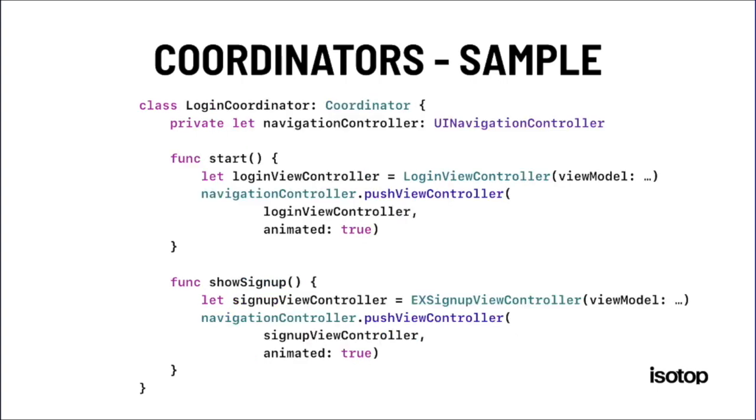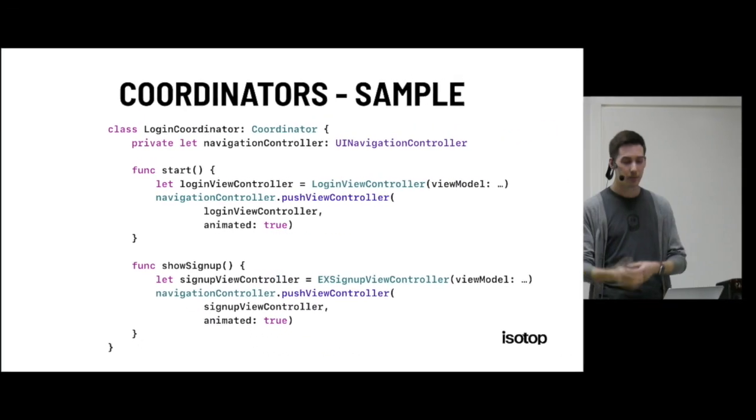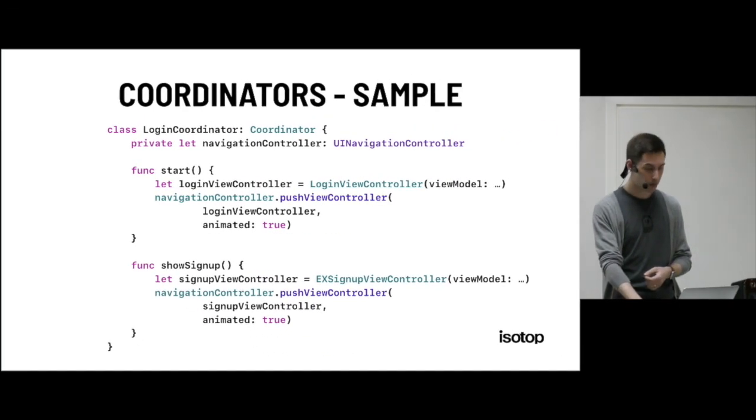And this makes us able to write code that looks a bit like this. So this is a login coordinator. It has a navigation controller that it pushes views onto, like this. And in this case, in the start function, we start a login view controller. And then in the show signup function, we show an Objective-C view controller from the legacy code. So this makes it possible for us to introduce Swift piece by piece without having to rewrite a lot of existing code.